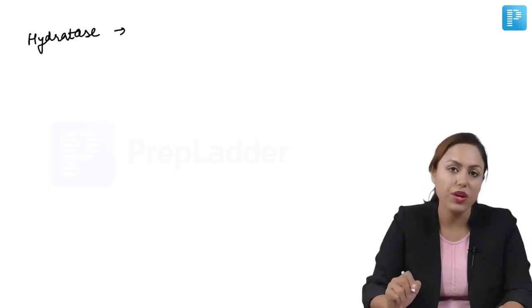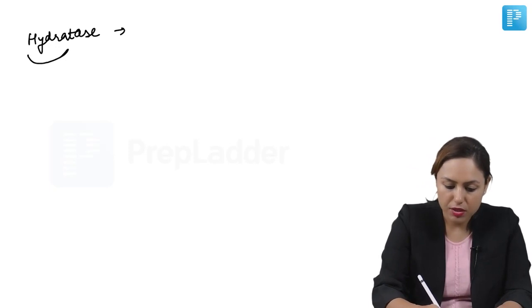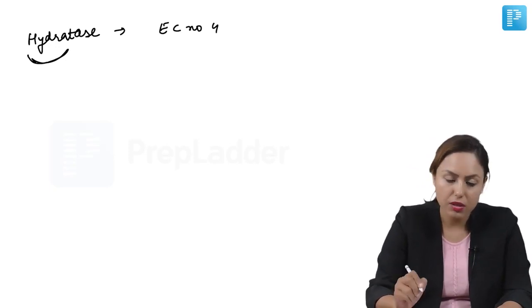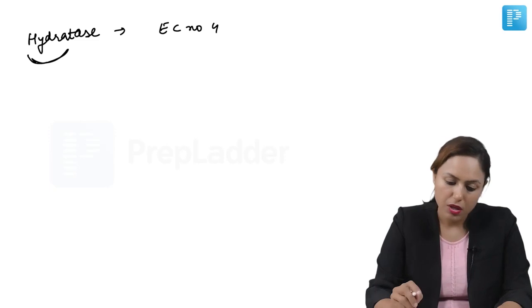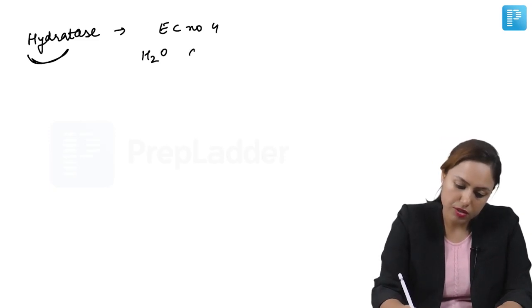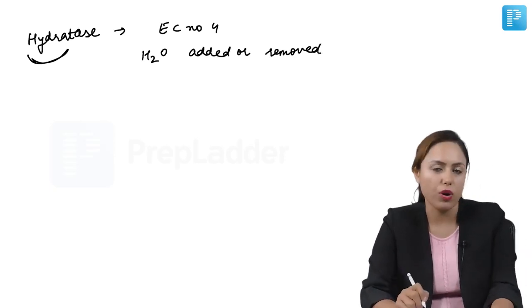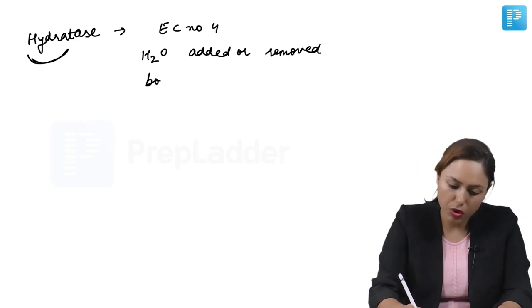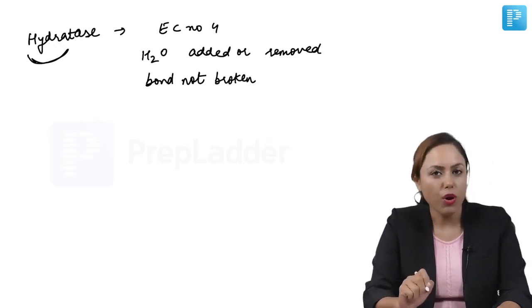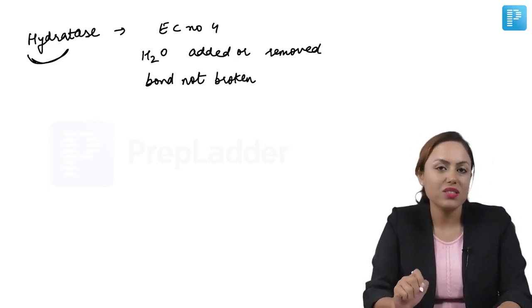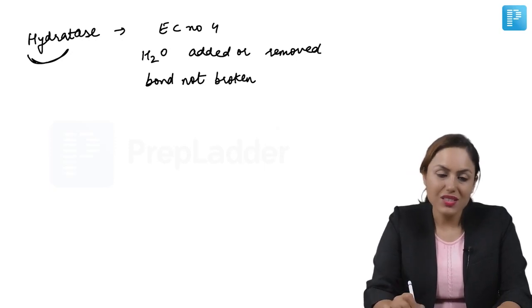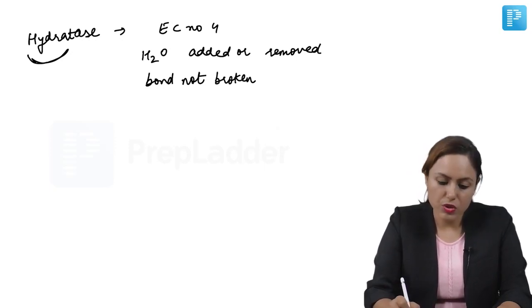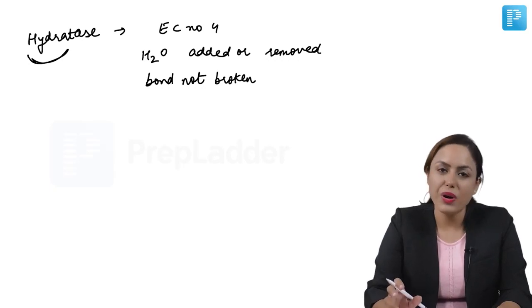Hydratase, this enzyme is very important. It belongs to EC number 4, right? And there is the word written hydra. So water is added or removed. Something is happening with water, added or removed. But the bond is not broken. If water is added and the bond is broken, then it is EC number 3. But in this case the EC number is 4 because water is added or removed but the bond is not broken.